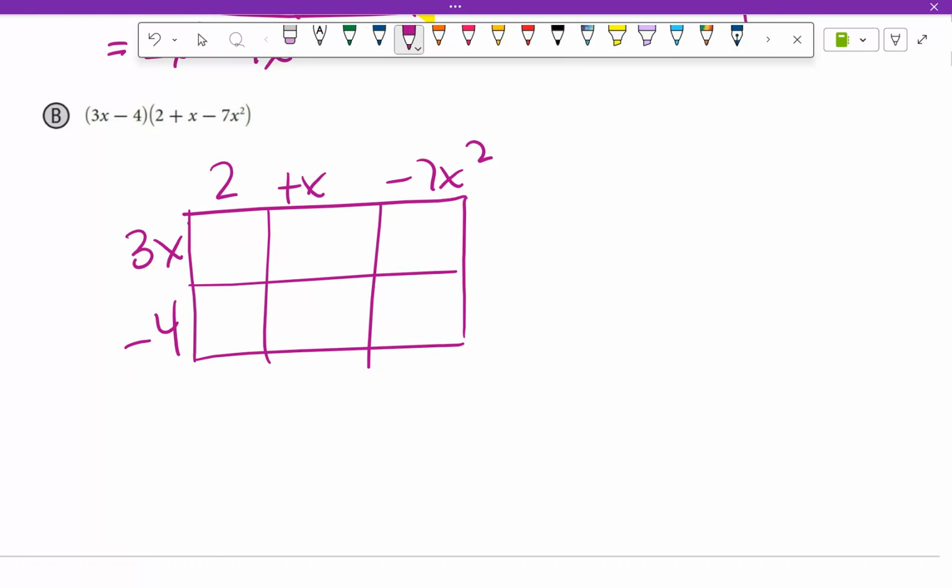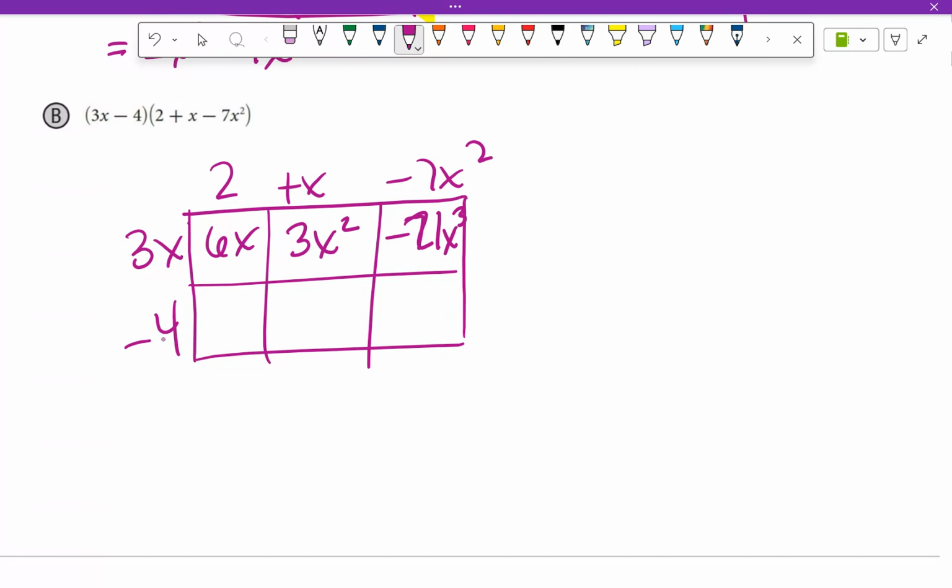Okay, let's check it together. Okay, so what is 3x times 2? 6x. Good. What's 3x times x? Good. What's 3x times negative 7x squared? 21x cubed. Remember how, was it 2 weeks ago, we had to add our exponents when we multiplied? Here it is again, right? We're seeing it in practice.